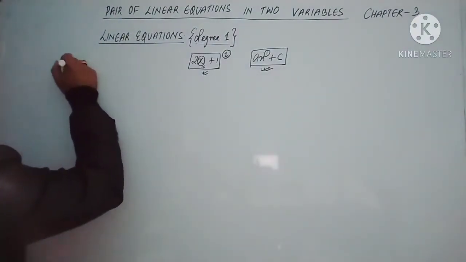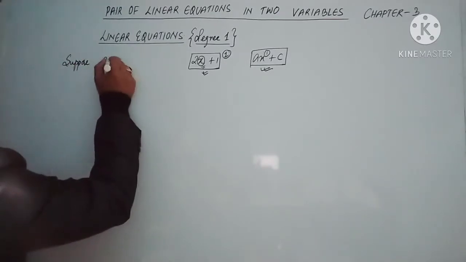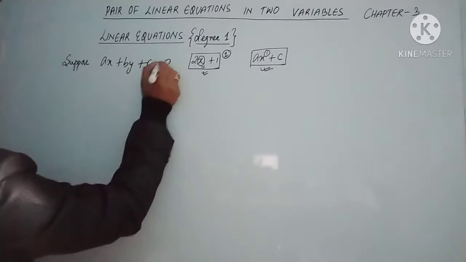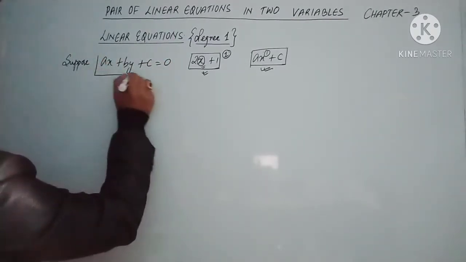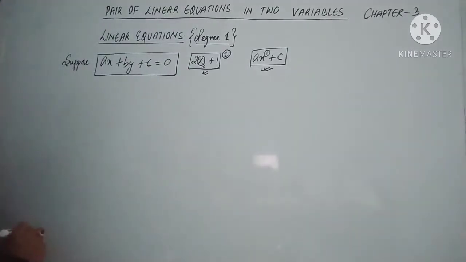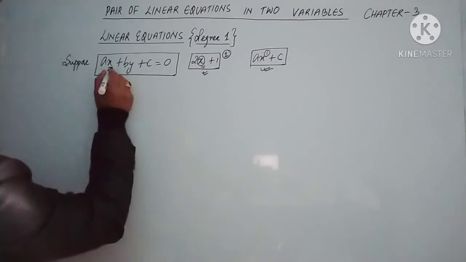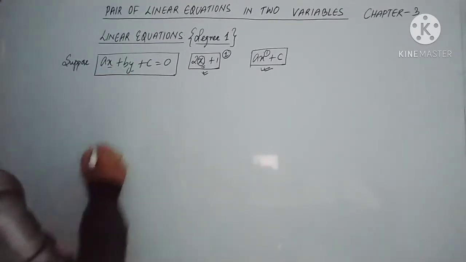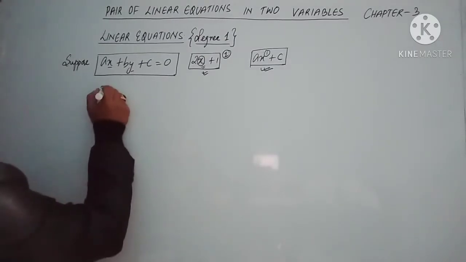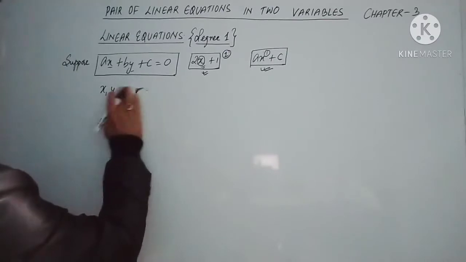Suppose ax plus by plus c equals 0. It is an equation. Now we have to analyze the variable, coefficient and constant. So here x, y are the variables.